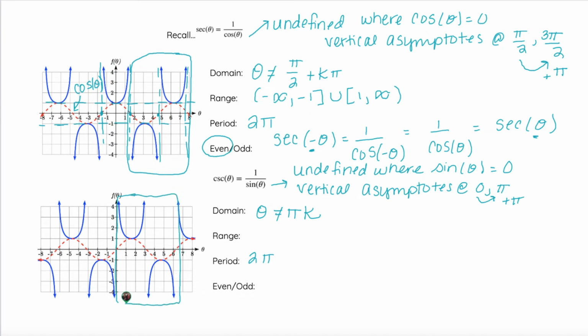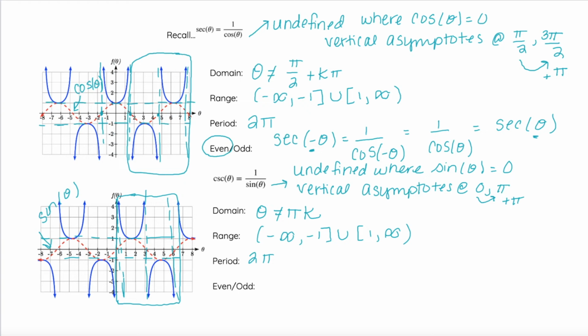Notice my red line here is sine. So I've got those vertical asymptotes at every pi. Our range, very similar. We've got those horizontal asymptotes happening. So our range is -infinity to -1, and then 1 to positive infinity, since we're skipping the graph of sine in between.